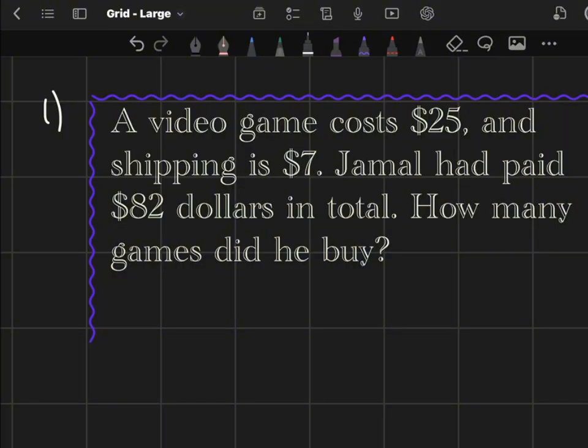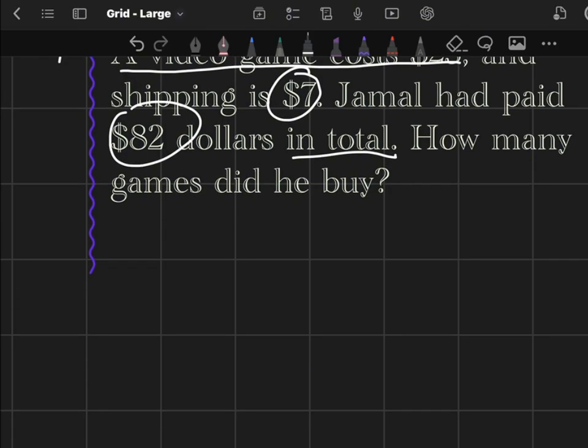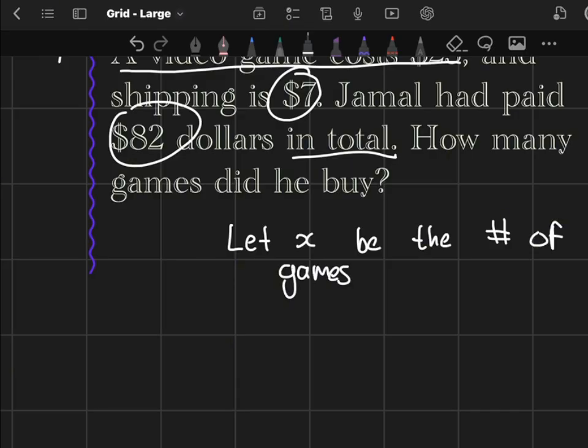Here, it says a video game costs $25 and shipping is $7. If Jamal had paid $82 in total, how many games did he buy? Now let's first add a let statement. The question is asking us how many games did he buy, so we always make our let statements tailored to that. Let x be the number of games Jamal had bought.